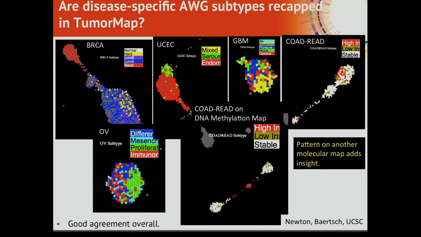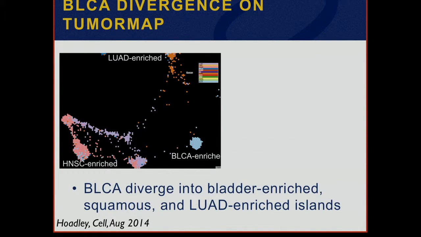We can also make these maps out of other types of data besides mRNA data. Right? If you look at the DNA methylation data, then you can see, for example, in the colorectal area, these hypermutated, hyper unstable tumors that lead to more mutations due to this mismatch repair defect in those tumors.